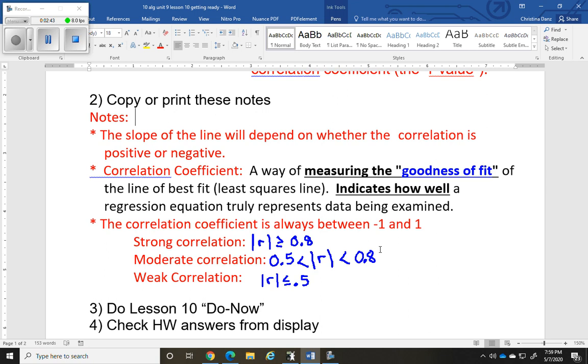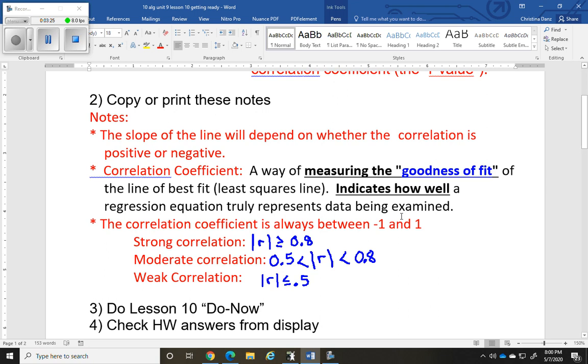So prior to today, I've just been telling you that the closer the points are to the line, the stronger the correlation, and the farther the points are from the line, the weaker the correlation. So now we're actually going to be able to see how strong or how weak it is by looking at a number. The closer the points are to the line, the closer that number will be to 1. It'll be like 0.8 or greater. The farther the points are from the line, the farther away from 1 it will be. It'll be closer to 0, I should say. Therefore, the weaker the correlation.